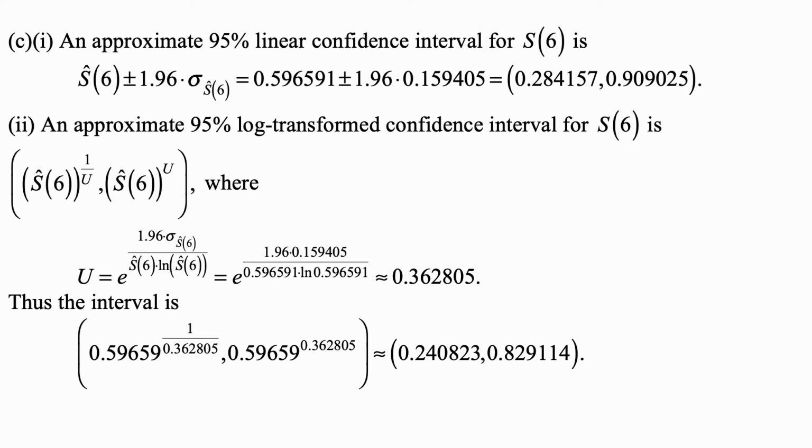where u is equal to e to the power 1.96 sigma S hat of 6 divided by S hat of 6 times the natural logarithm of S hat of 6. We plug in all the values. We get this u to be approximately 0.362805, and then 0.59659 to the power 1 over that to 0.59659 to that power is the confidence interval we're looking for, and that ends up being approximately 0.240823 to 0.8291114.